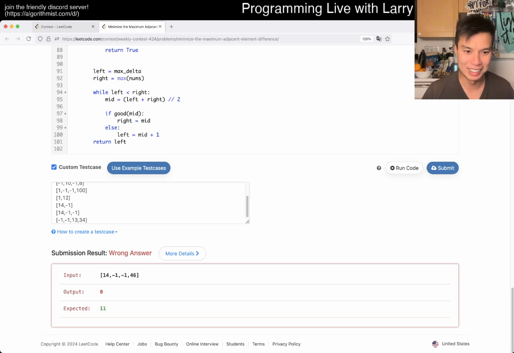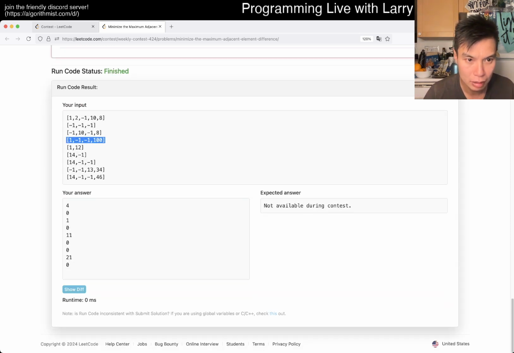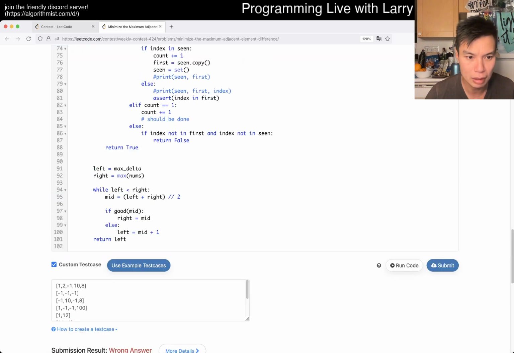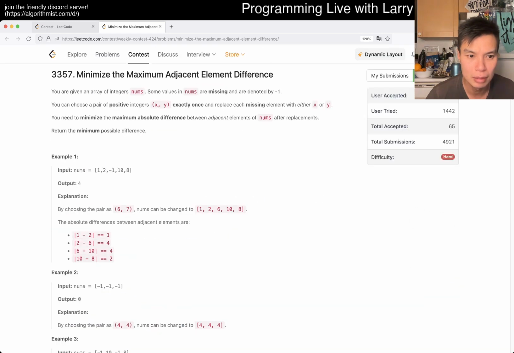How do I keep on doing this? This is 11. Oh no, I thought I had a case for this one. Did I not test it? -1, -1, 100. Oh, I guess this one I just eat. No, this one should be. Wait, why is that 11 and not 14, 14? Am I misunderstanding this problem?